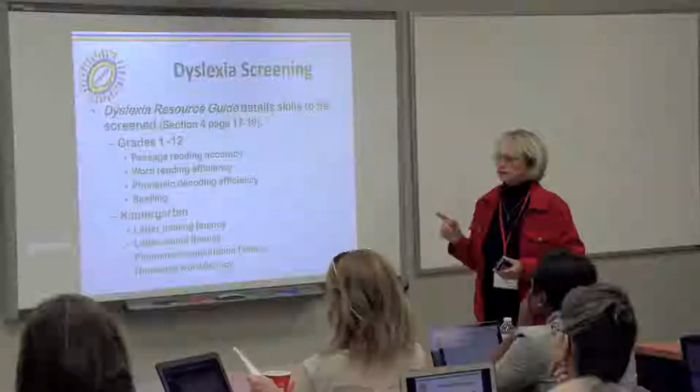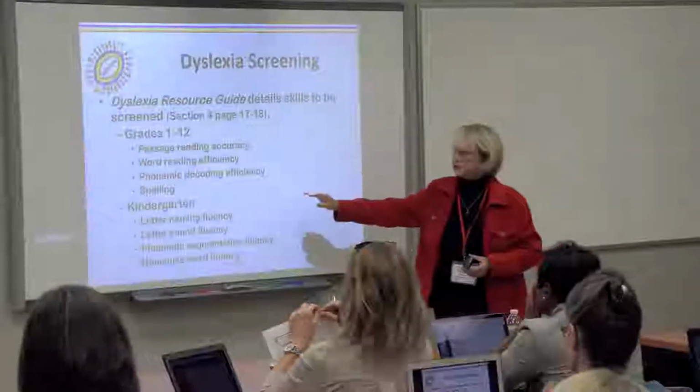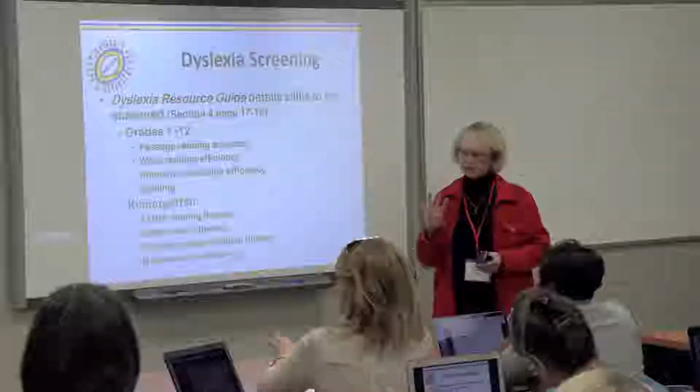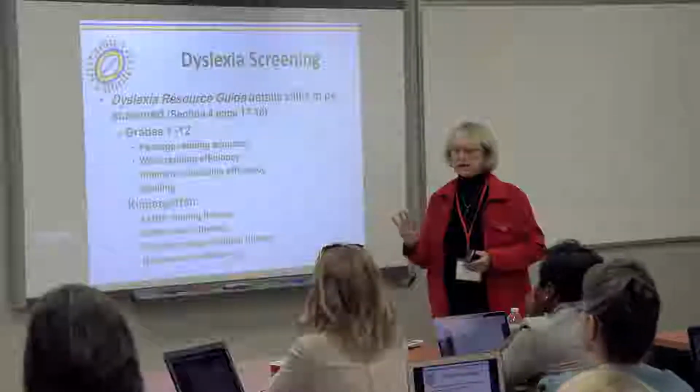We talk about screening. And for grades 1 through 12, we look at these 4 things. Passage reading accuracy, word reading efficiency, how well they can read just regular old words, and then how well they can sound out nonsense words, that's the phonemic decoding, and spelling. So we look at those 4 skills, and that's it. And it can be done very quickly, very quickly.